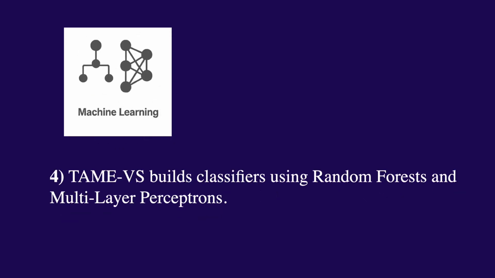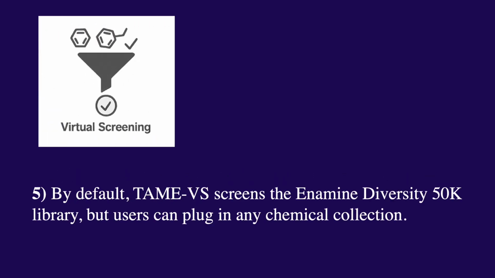Now comes model training. The tool builds two classifiers using random forests and multi-layer perceptrons. These are reliable and fast for this kind of datasets. Other machine learning methods could be added, which could eventually improve accuracy and generalization. Trained models are then used for virtual screening.